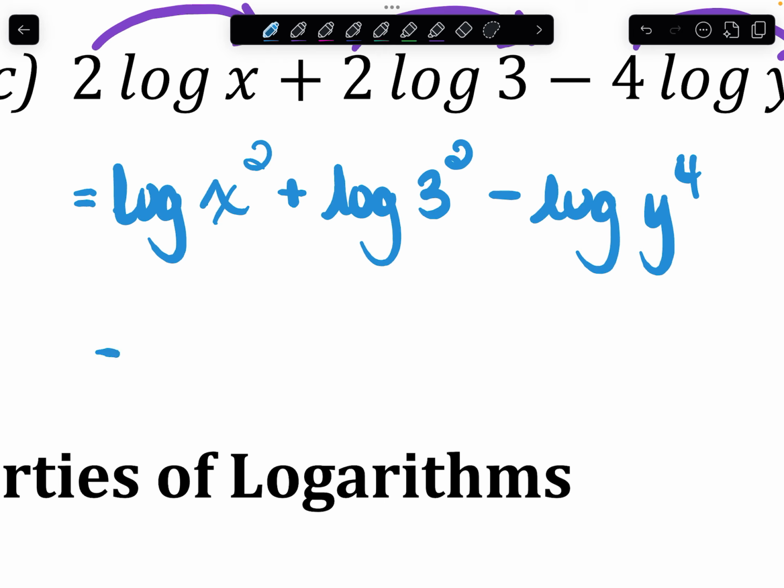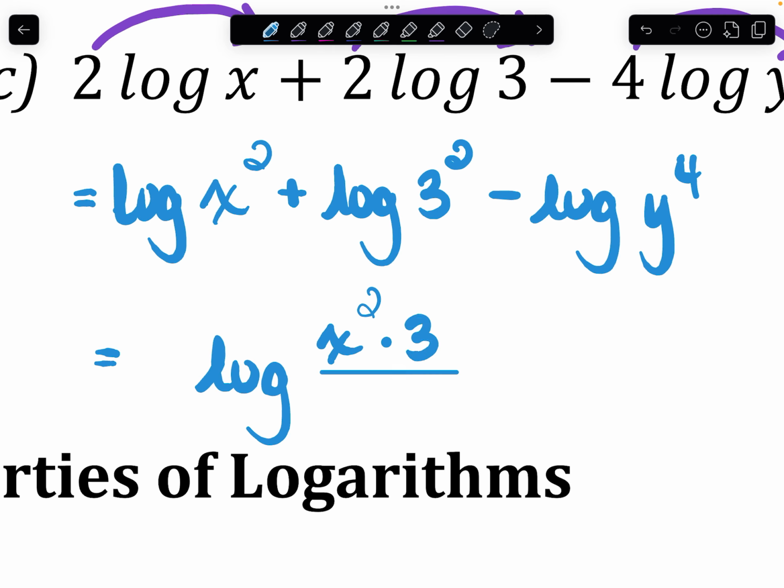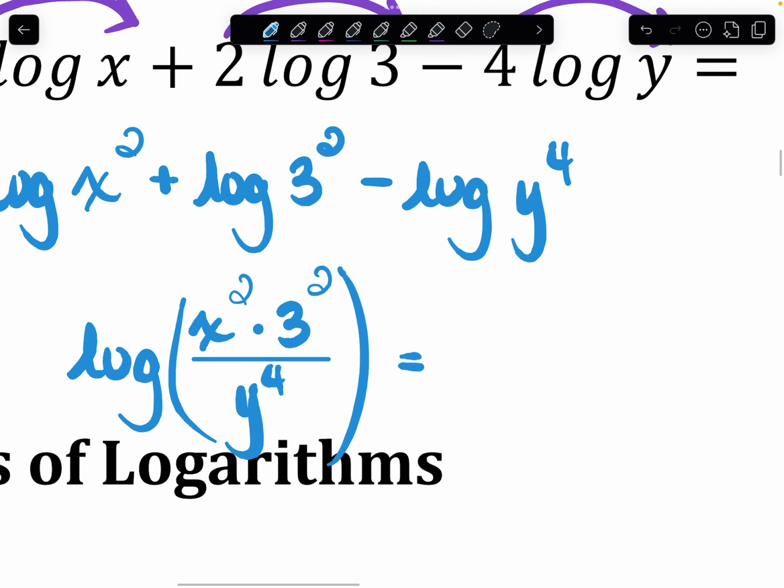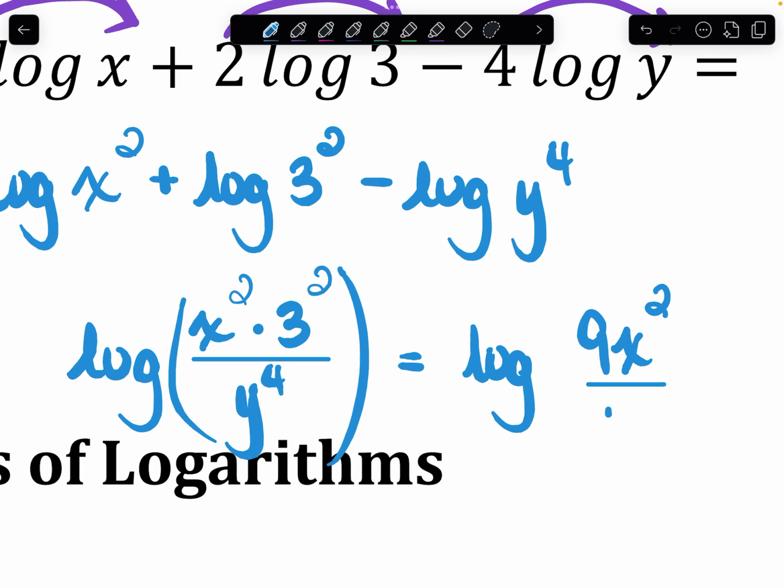Then I can write my log once. Anything added, top. Anything subtracted, bottom. So the x squared is on the top, plus, so times, 3 squared, and then minus, so bottom, y to the 4th. Then as far as rewriting goes, 3 squared does look better as 9, so let's rewrite it as 9. And then we have the x squared, and then the y to the 4th on the bottom.